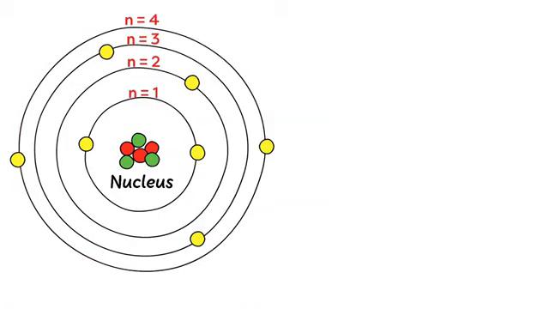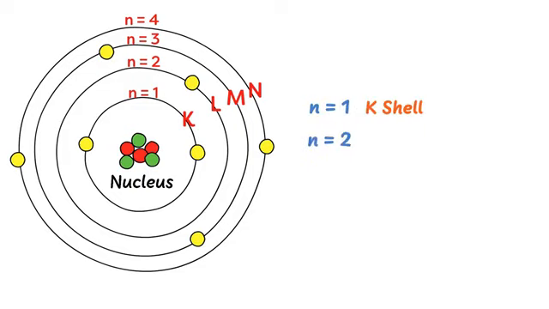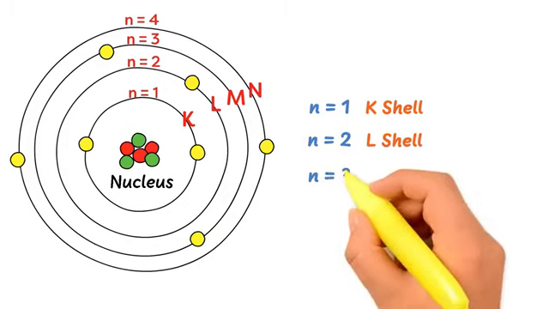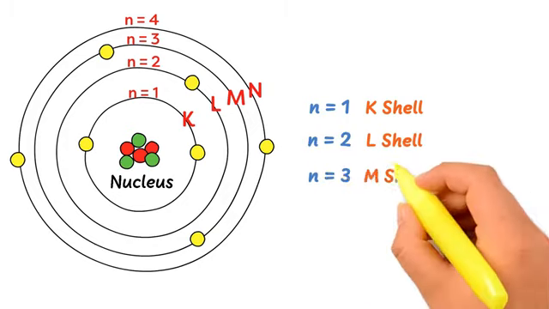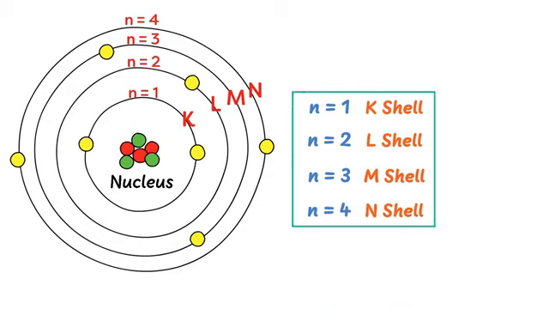Also remember that the first shell is known as the K shell, the second shell is known as the L shell, the third shell is known as the M shell, and the fourth shell is known as the N shell. To sum up this whole concept, when n is equal to 1, it is the first shell or K shell. When n is equal to 2, it is the second shell or L shell. When n is equal to 3, it is the third shell or M shell. When n is equal to 4, it is the fourth shell or N shell. Now pause the video and write it down.